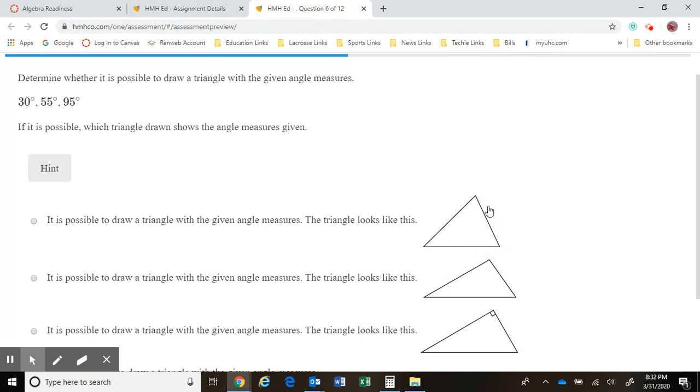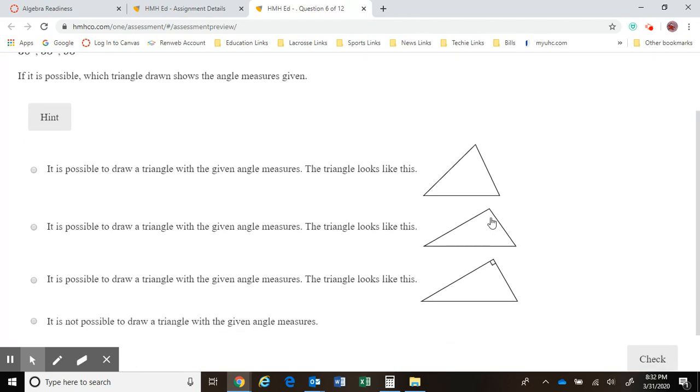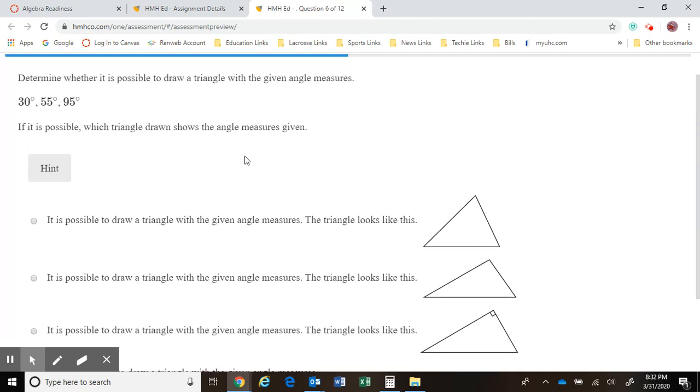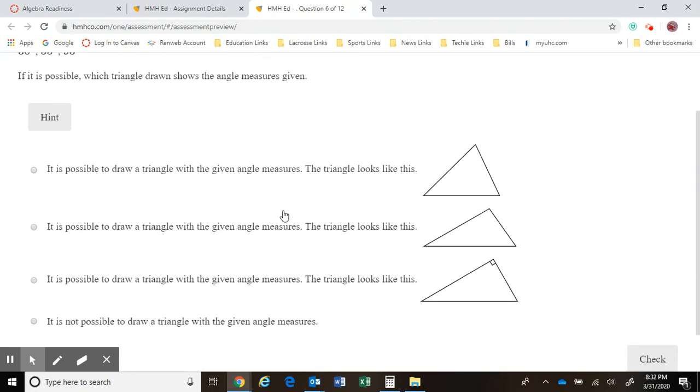They all look smaller than 90 degrees. This one maybe, but I'm going to look at the last one too. What does this little box mean? Well, hopefully you said that box meant that it's 90 degrees. And we know that our third angle is greater than 90 degrees because it's 95. So it must be this one.